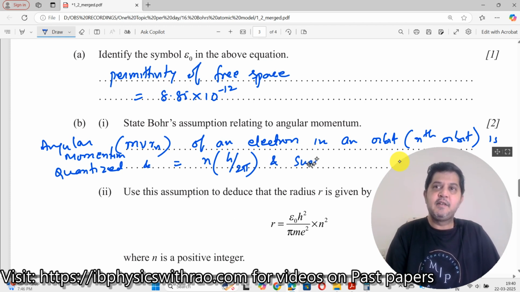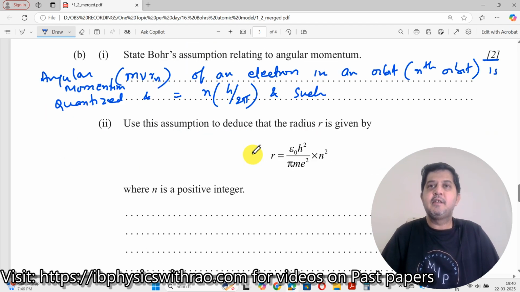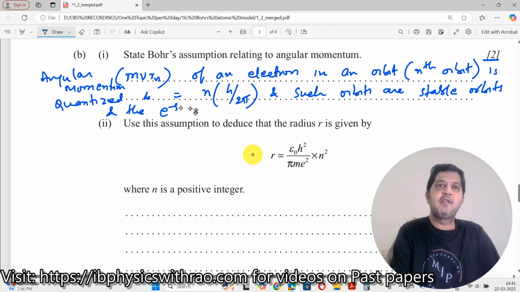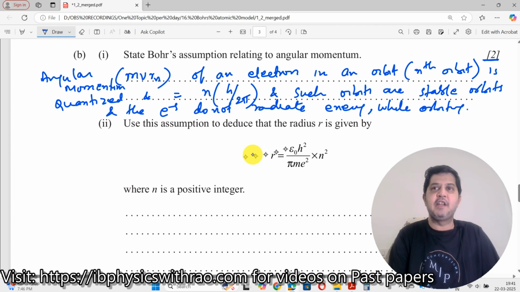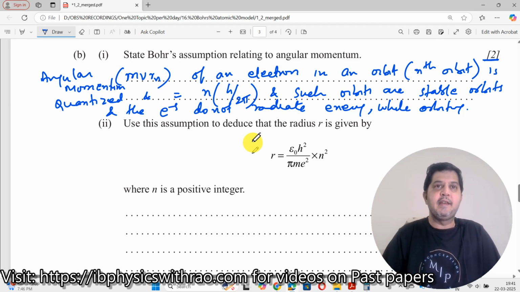And see, there are 2 marks given over here, so don't stop here. And such orbits are stable orbits, and the electrons do not radiate energy while orbiting. Why does this come out? It's because electromagnetic theory was contradicting it, so he introduced this principle. If you want a detailed video on it, you can go to my first video and see what it means. Okay, next.